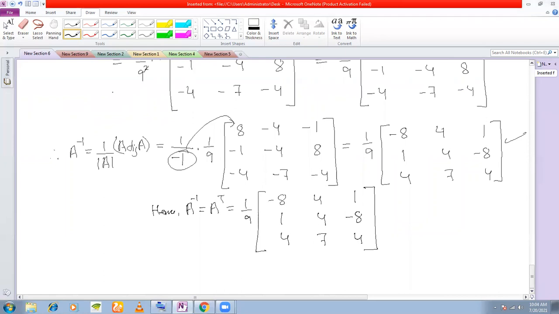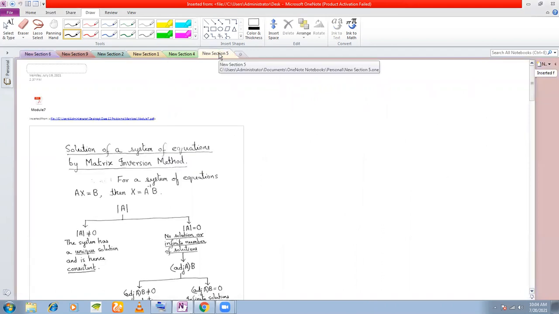Such a matrix is, as I told you yesterday, also called an orthogonal matrix. A matrix in which A inverse is the same as A transpose is called an orthogonal matrix. Okay, that finishes this part on matrices.